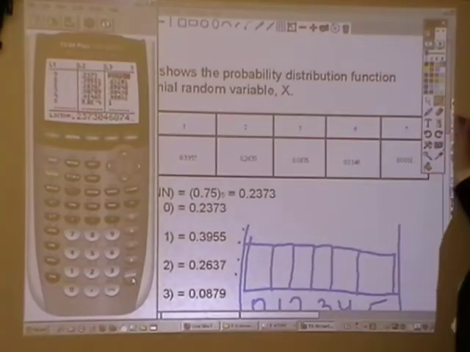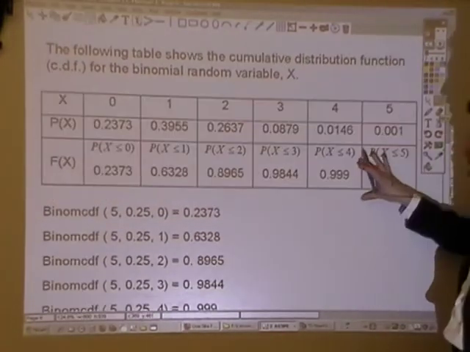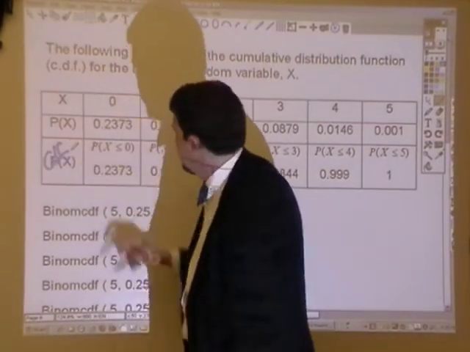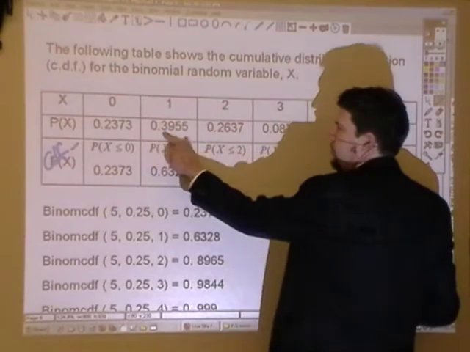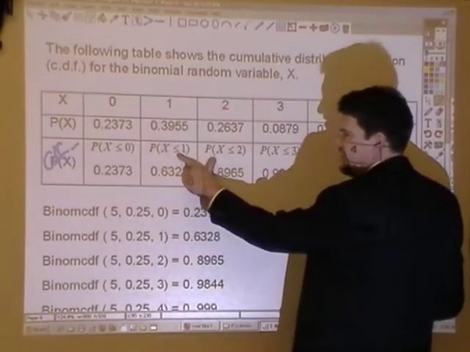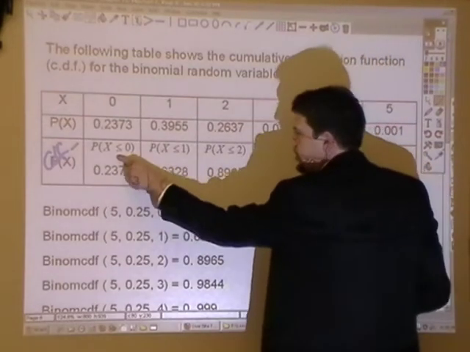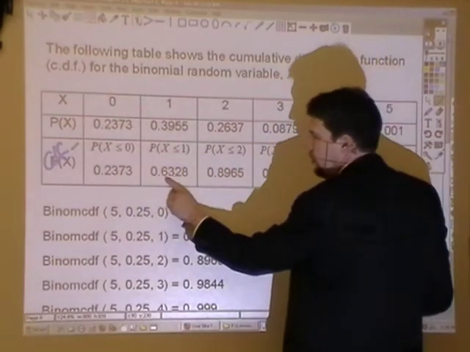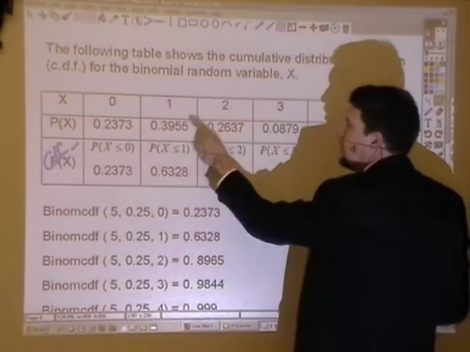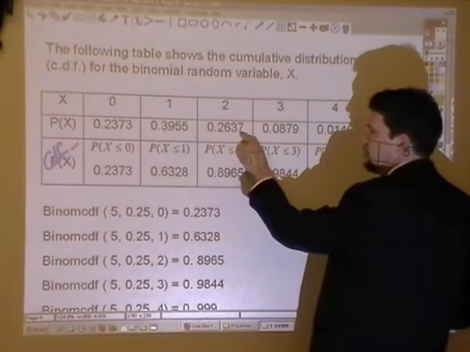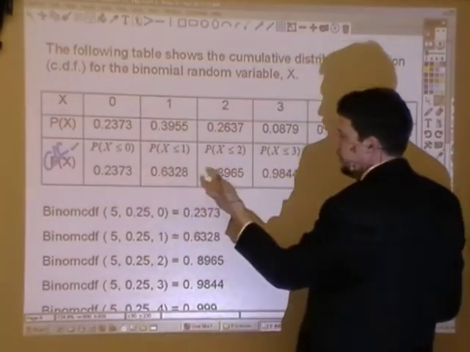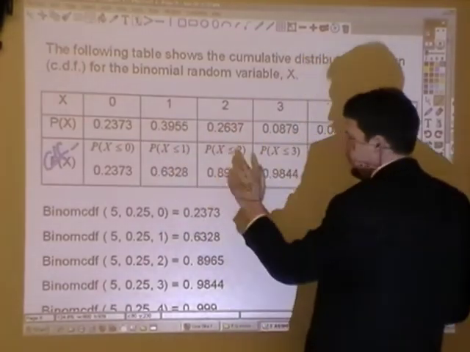So, actually, we have these values listed right here. So here is the PDF, here is the CDF, 0.2373 for 0, 0.3955 for exactly 1. Here is the probability that x is less than or equal to 1, meaning it could be 0 or it could be 1, 0.6328, these two values added together. Probability of 2, PDF, exactly 2, 0.2637. Less than or equal to 2, it could be 0, it could be 1, or it could be 2. These three values added together.